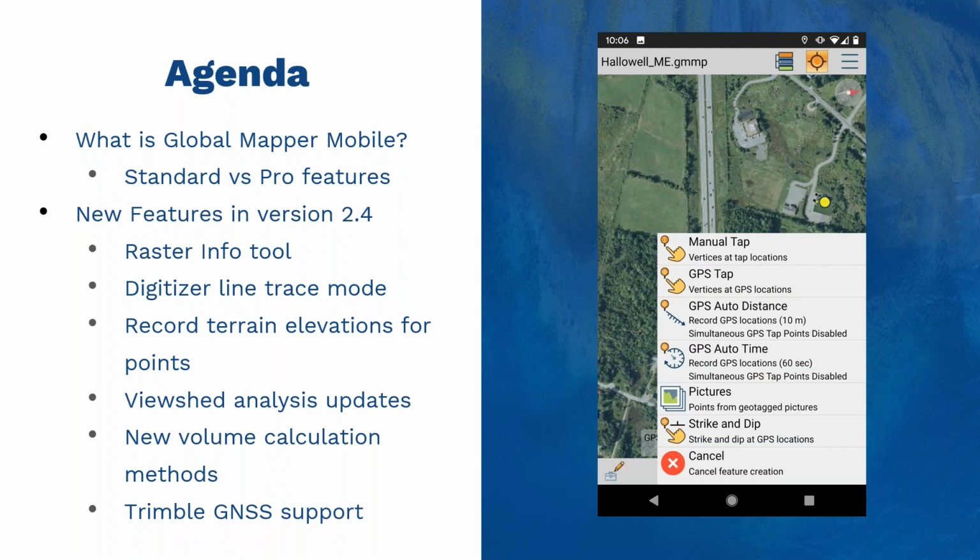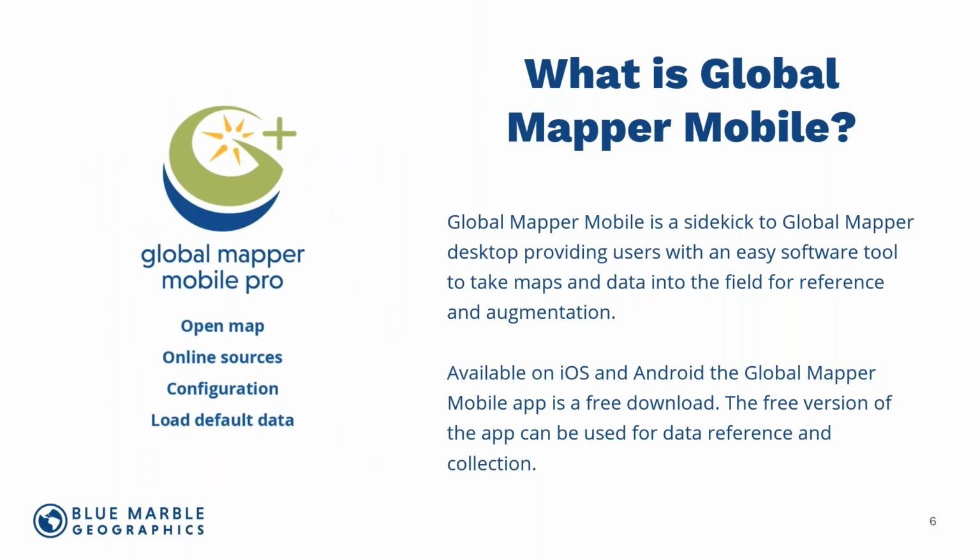So with that, I think I'll pass it off to Jeff to talk a little bit about what Global Mapper Mobile is and just give a broad introduction. Sure, thanks, Mackenzie. So Global Mapper Mobile is Blue Marble's mobile app, as I'm sure you've gathered now. It's very much a companion app to Global Mapper, the desktop app that I'm sure many of you are familiar with. The app has been around now for just about 8 years.